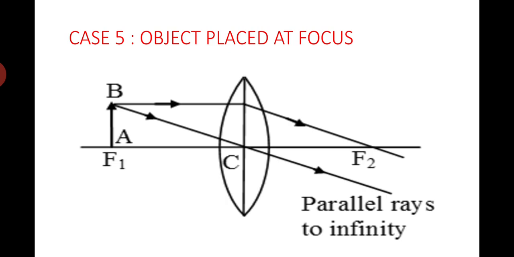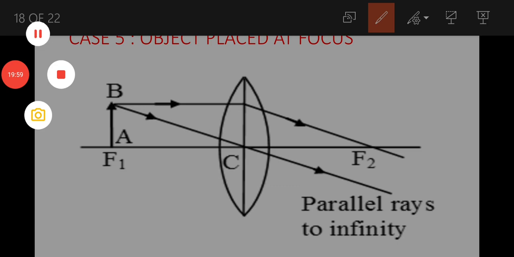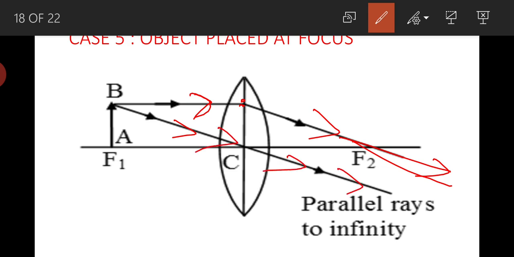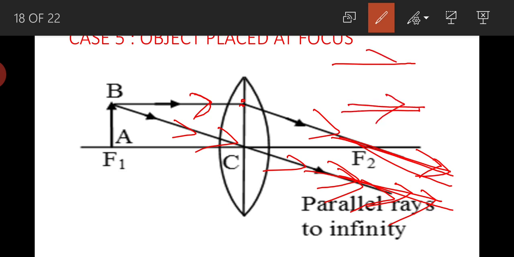Next, case 5, object placed at focus. Of the light rays coming from the object, one goes parallel to the principal axis and will pass through focus, in this way. Another light ray passes through the optic center and goes straight without any deviation. These two light rays are parallel to each other, so they will not meet at all. Two parallel rays will never meet.